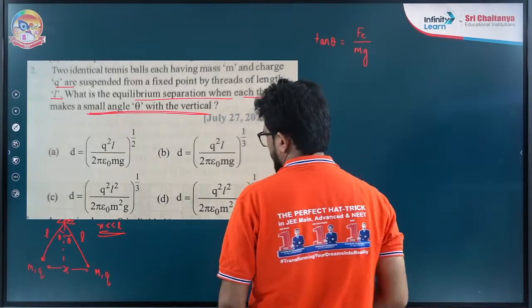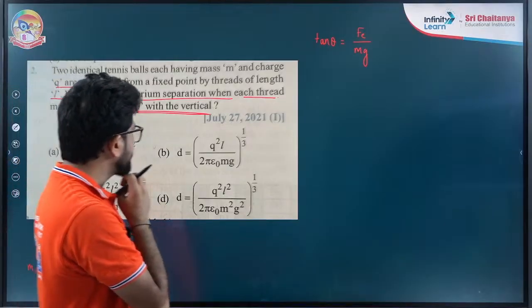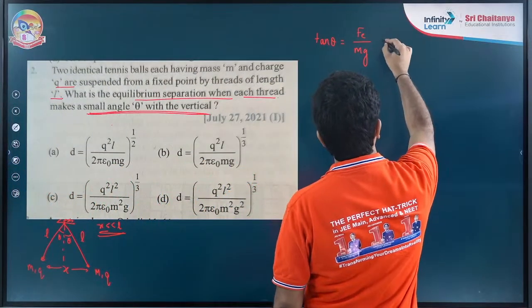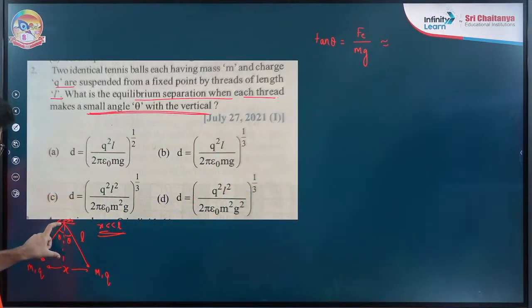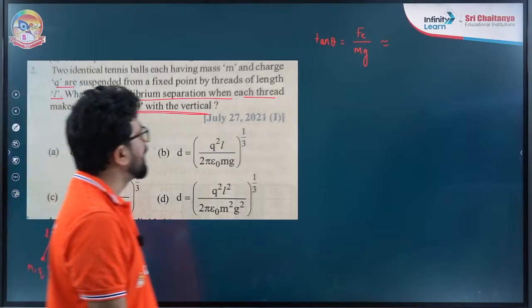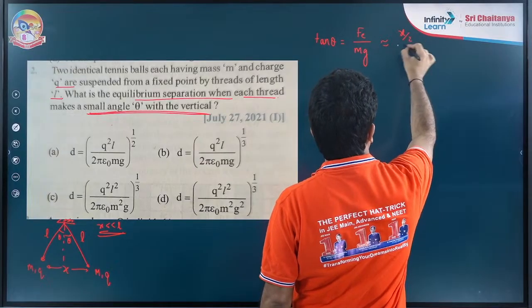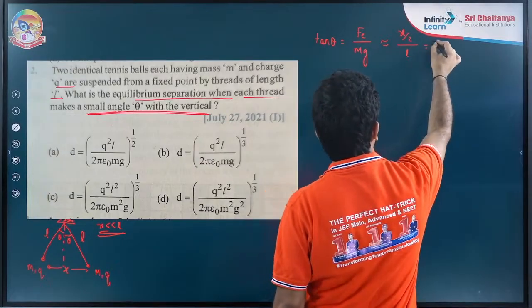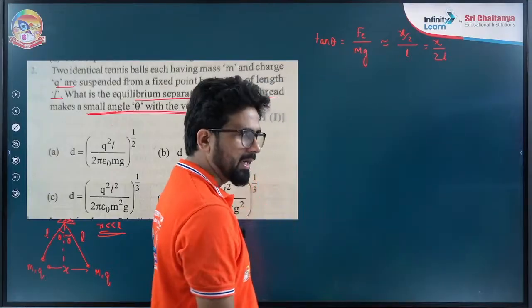Fe by mg, that is the tan theta. And tan theta can also be approximated as perpendicular upon base. The perpendicular is x by 2 and the base is approximately L. So this is x by 2 upon L, or you can say x by 2L. Clear?